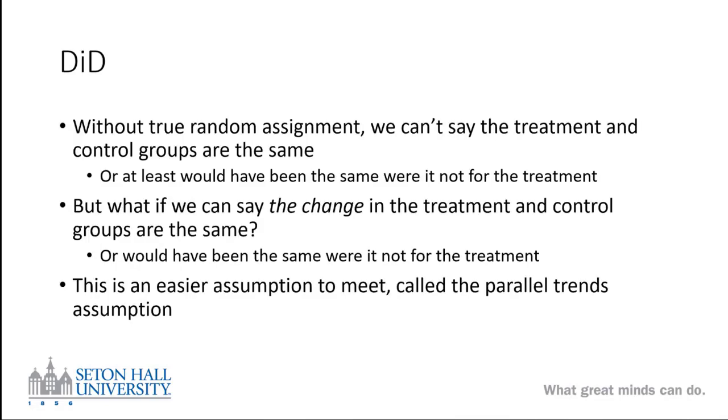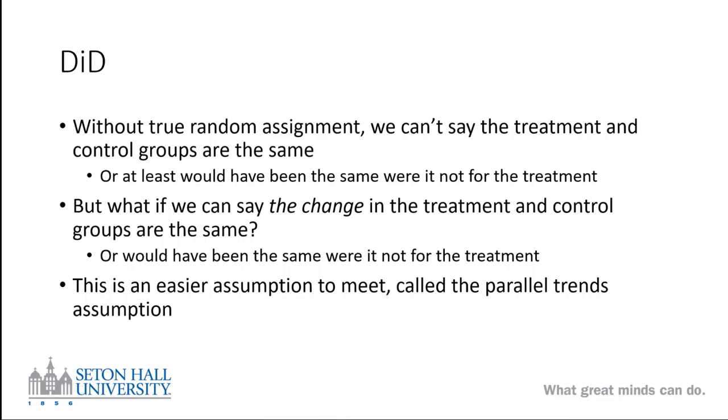So without true random assignment, without us randomly saying treatment group, control group, treatment group, we can't say that the treatment and control groups are the same. We just don't have that ability to say that this treatment group and this control group are basically the same, or at least they would have been the same if it weren't for the treatment. We don't have that ability.